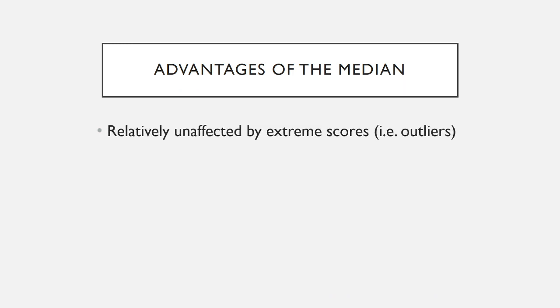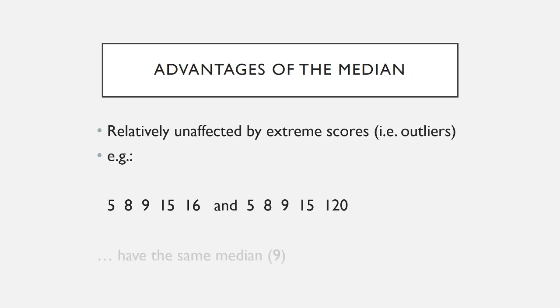So some advantages of the median that would make it useful: it's relatively unaffected by extreme scores or outliers in the data. So for example, if you have these two distributions of scores that are identical except for one rogue outlier at the end, they have the same median. So the median effectively communicates that these data sets are pretty similar.